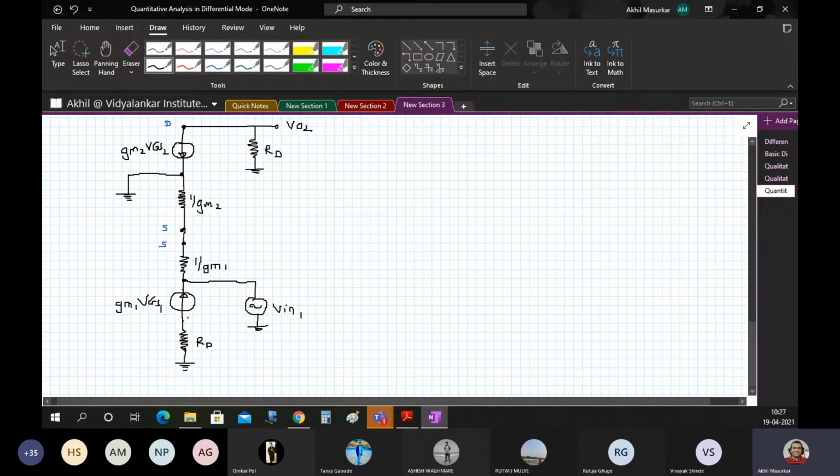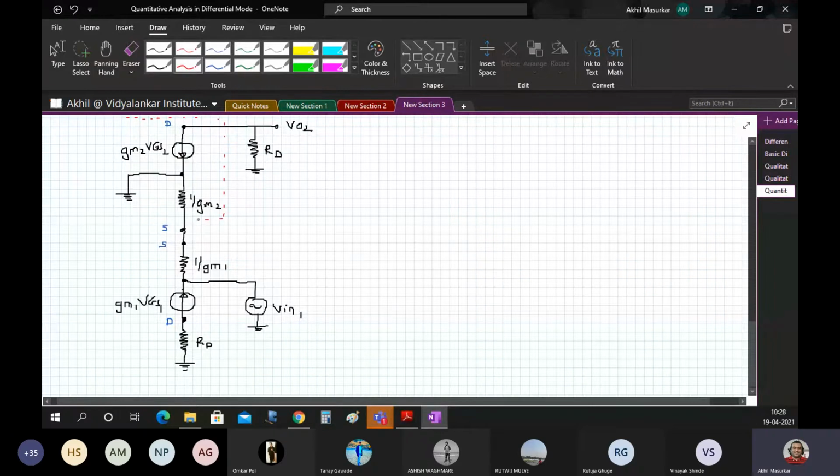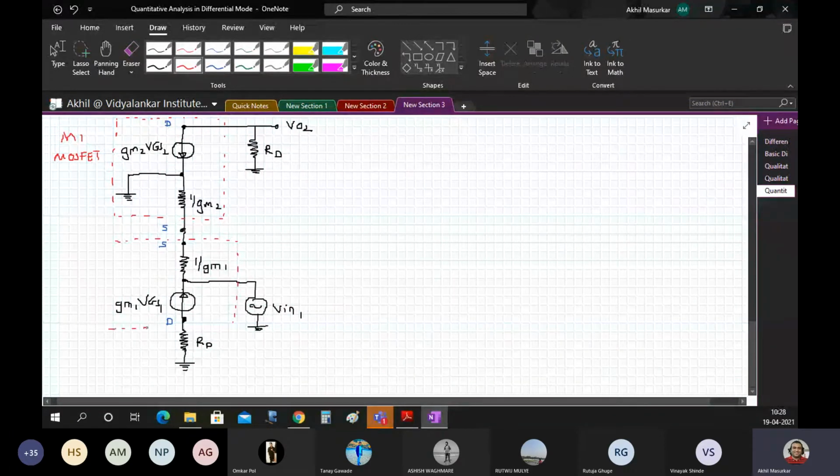This point is the drain of M1. This is the M1 MOSFET, and this much is the M2 MOSFET, M1 and M2 MOSFET.